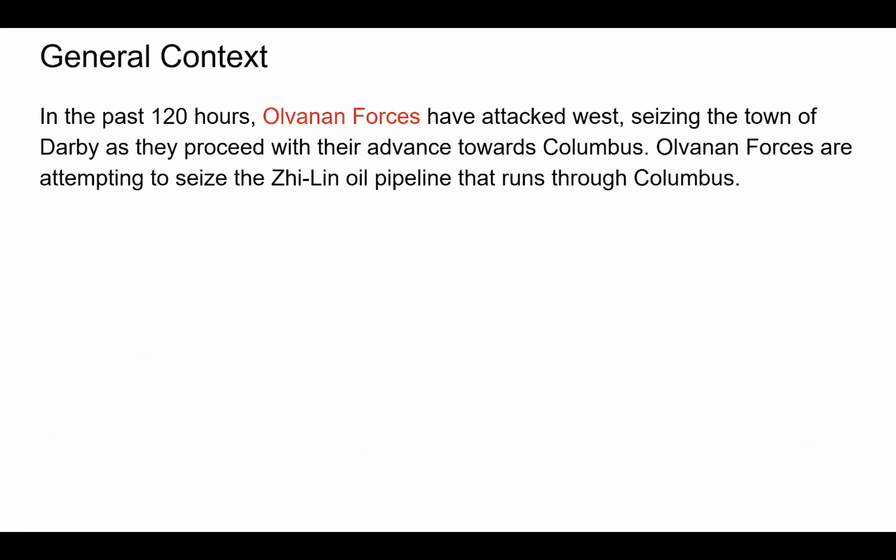Let's break it down. So these are going to be examples of what the general context would sound like. In this case, the Alvanian forces are going to be the enemies here. So a possible context would sound like, in the past 120 hours, Alvanian forces have attacked west, seizing the town of Derby as they proceed with their advance towards Columbus. Alvanian forces are attempting to seize the Zeeland oil pipeline that runs through Columbus.